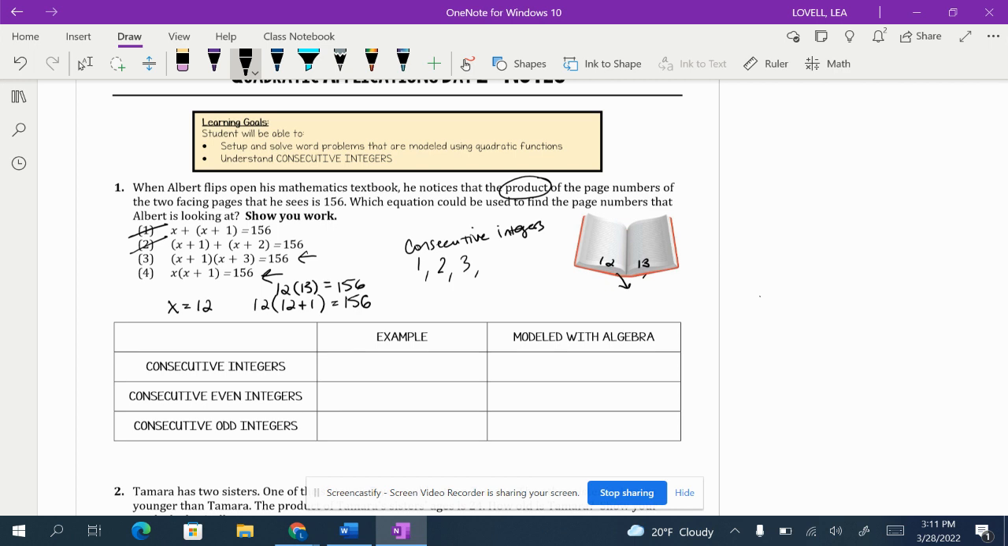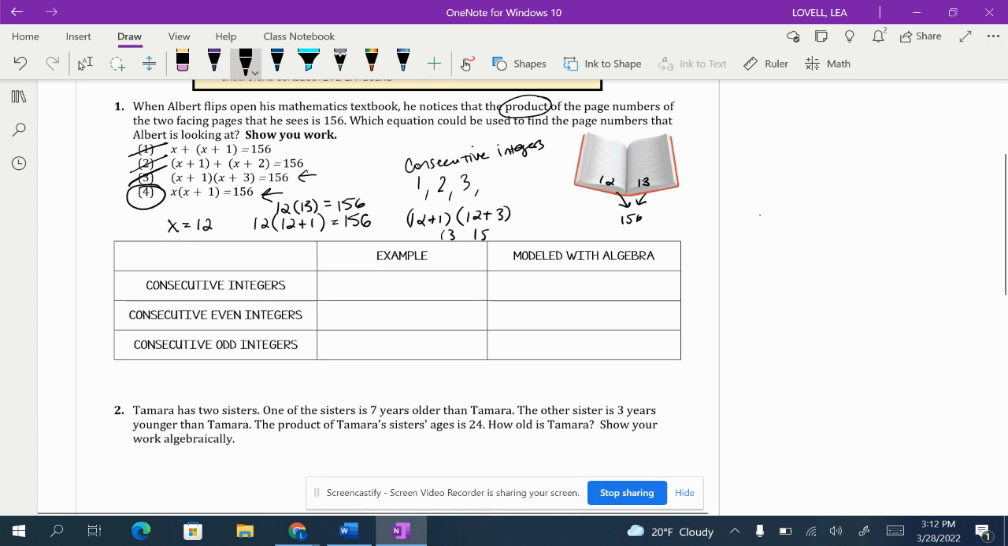And he noticed that when he multiplies these together, he gets 156. So this answer choice 4 is modeling consecutive integers. Because let's say he was open to page 12 and we were looking at answer choice 3, he would really be on page 13 times page 15. 13 and 15 are not consecutive integers, so we would definitely reject answer choice 3.